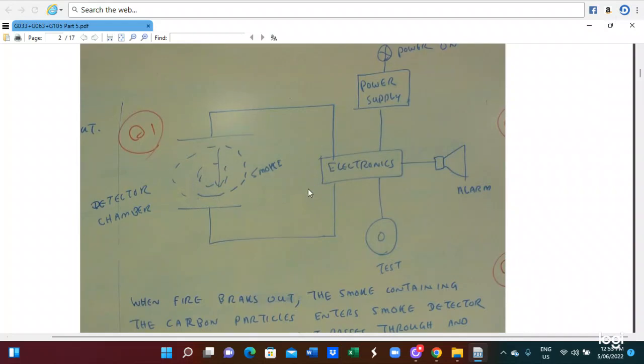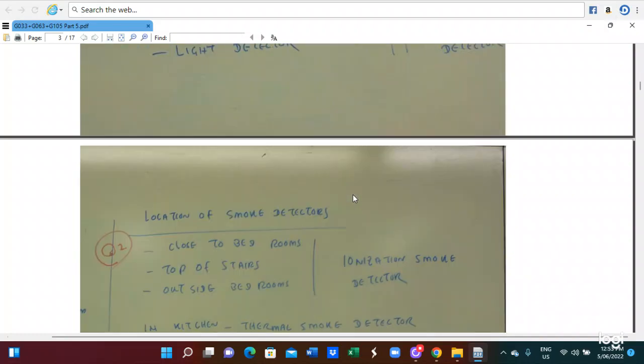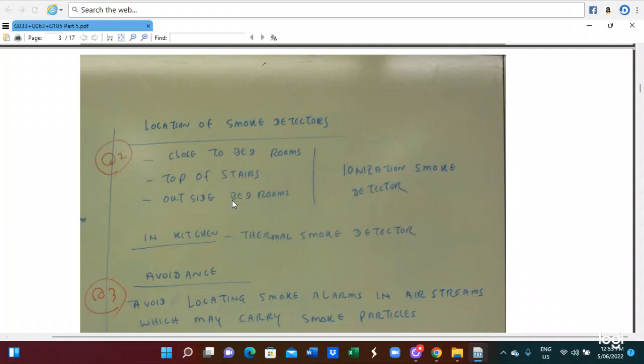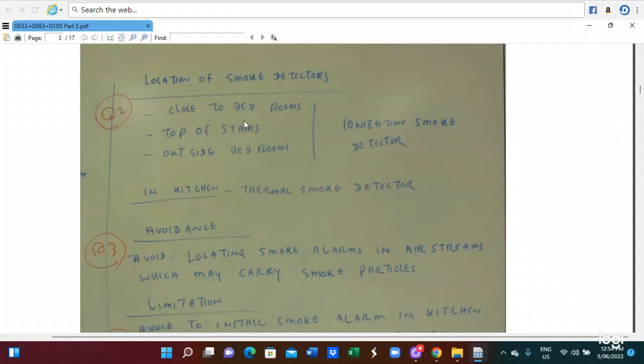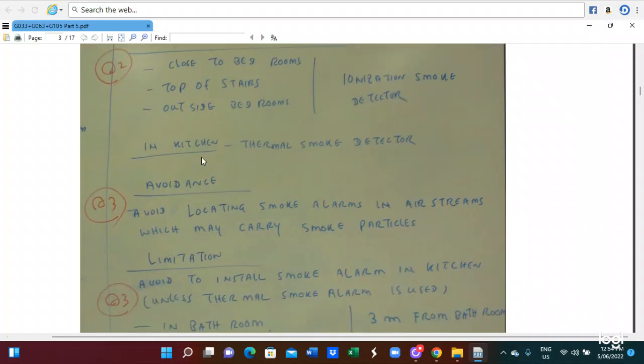When the smoke hits, the electronic circuit control operates and the alarm will sound. So this is the electronic circuit control system. The location of the smoke detector is close to the bedroom, at the top of the stair, outside the bedroom. In this case, we utilize the ionization smoke detector system. But in the kitchen, we should use the thermal smoke detector.